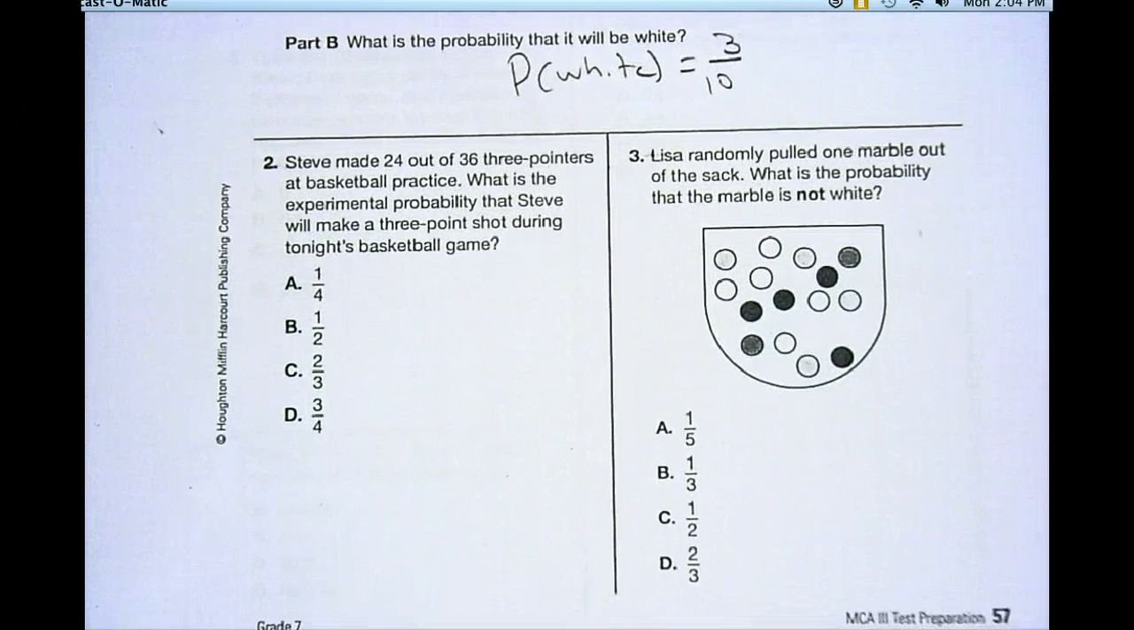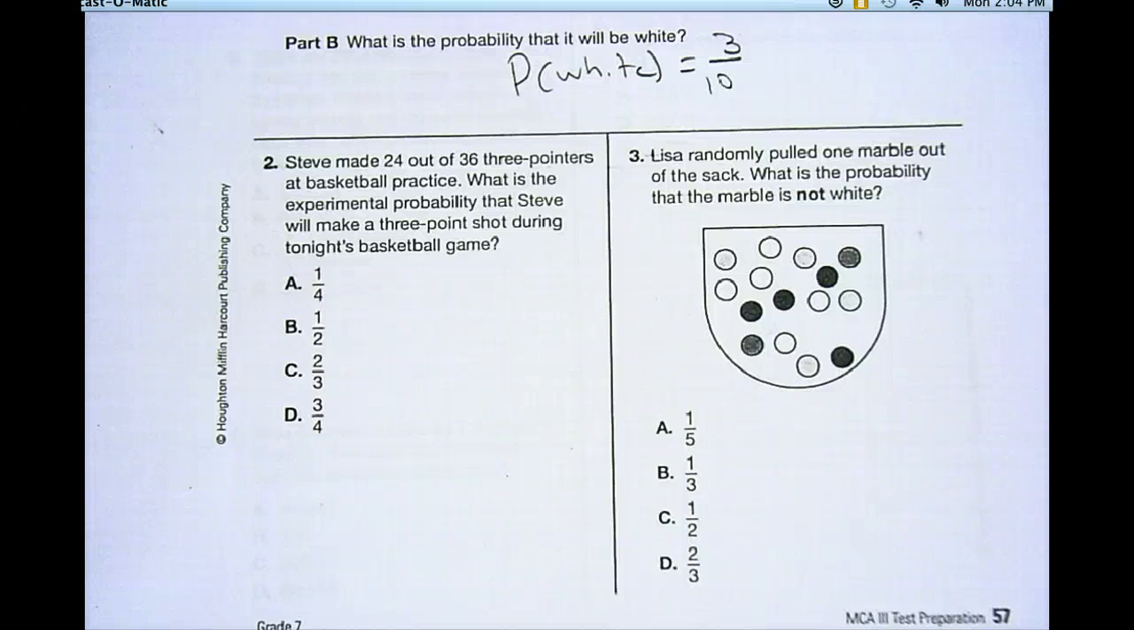Number 2 says this. Steve made 24 out of 36 three-pointers at basketball practice. What is the experimental probability that Steve will make a three-point shot during tonight's basketball game? Now, they're using experimental probability. So the experiment was him shooting three-pointers at basketball practice, and he made 24 out of 36 in his experiment.